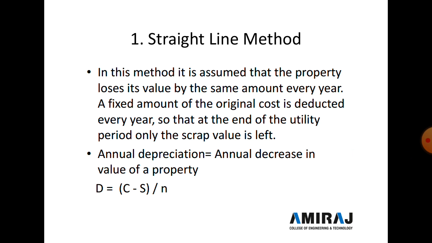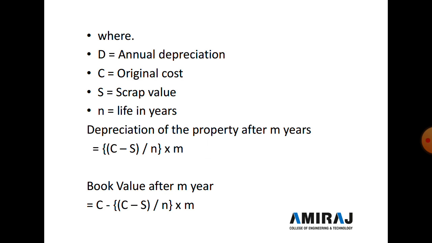So depreciation D is equal to (C minus S) divided by N. Here D is the annual depreciation, C is the original cost, S is the scrap value, and N is the life in years. Now if the depreciation of the property is after M years, the depreciation D is equal to (C minus S) divided by N multiplied by M, and the book value after M years is C minus ((C minus S) divided by N multiplied by M).